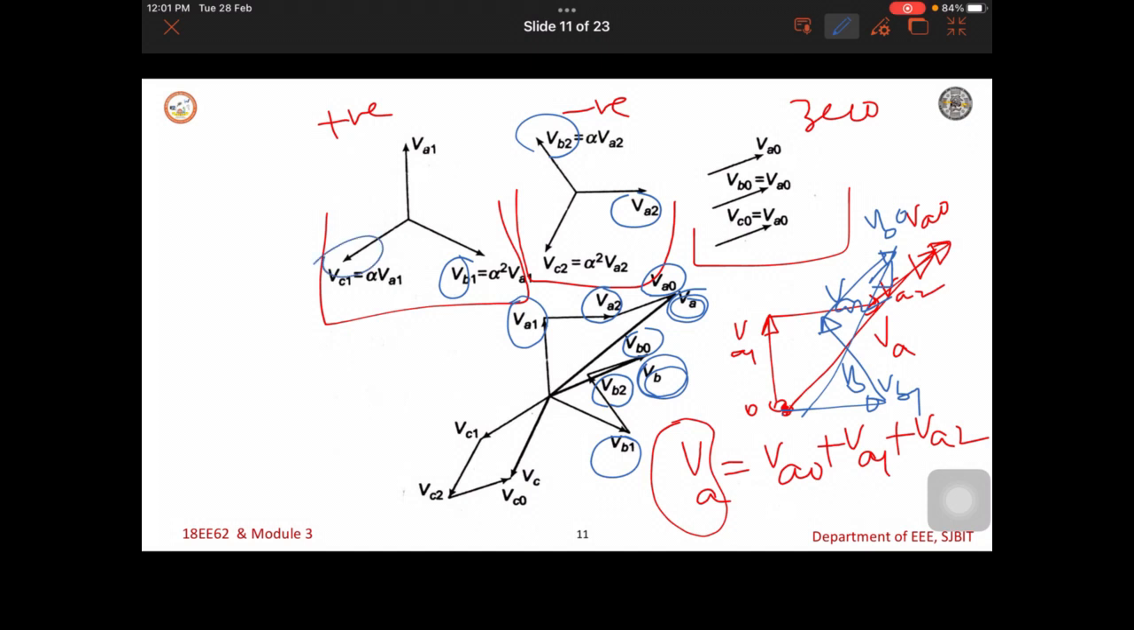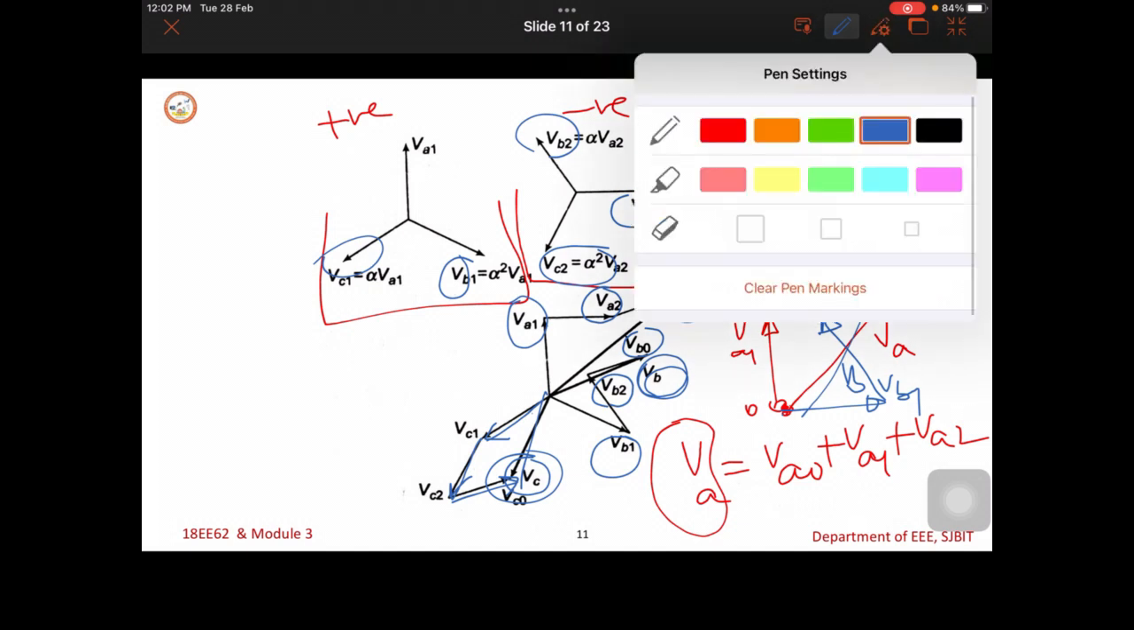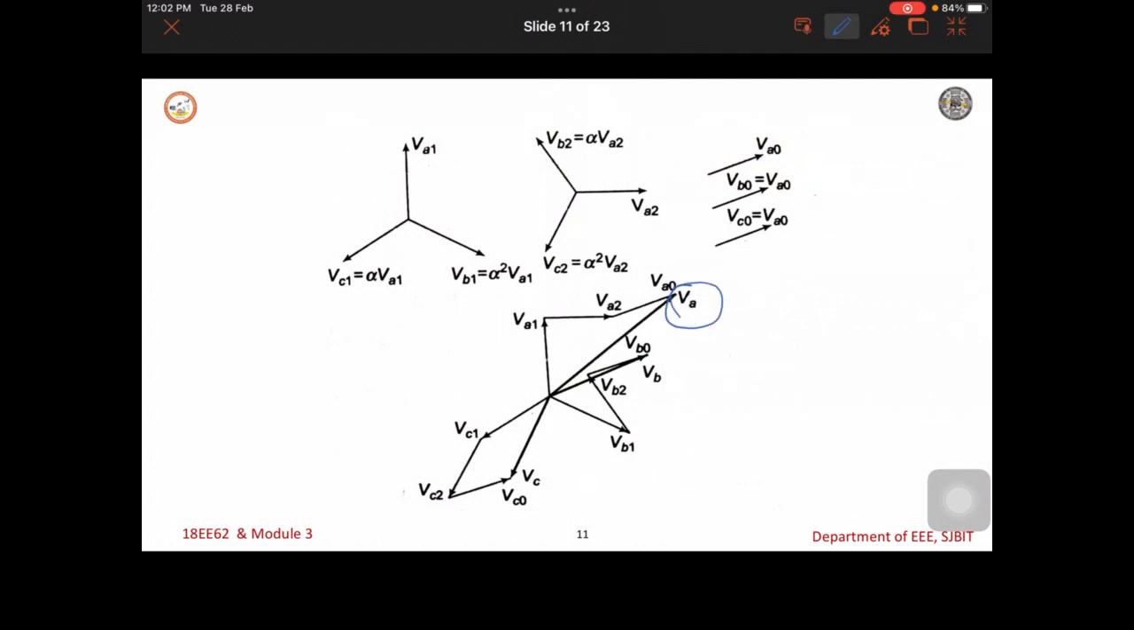Similarly, VC1 is here, VC1 we have taken in the same direction. Next VC2 is here down. Next VA0 is here, VC0, then the vectorial sum of this. So like this we can get the unbalanced phasors as VA, VB and VC. From this one can understand that these sequence components, symmetrical components, will give us the unbalanced voltages.